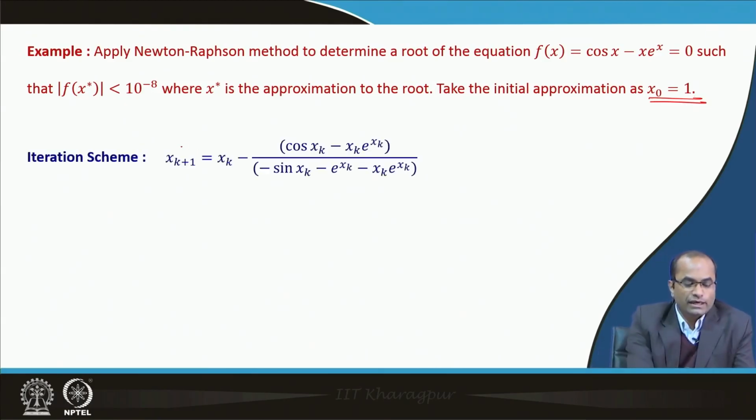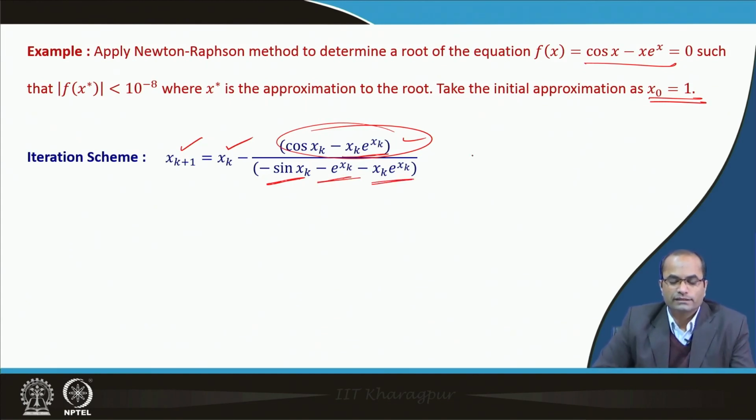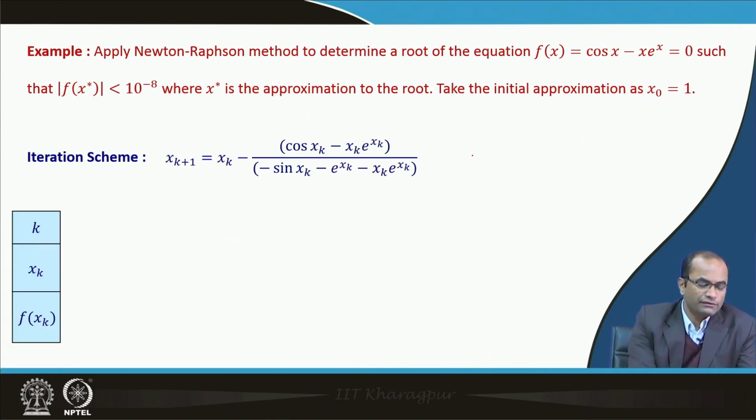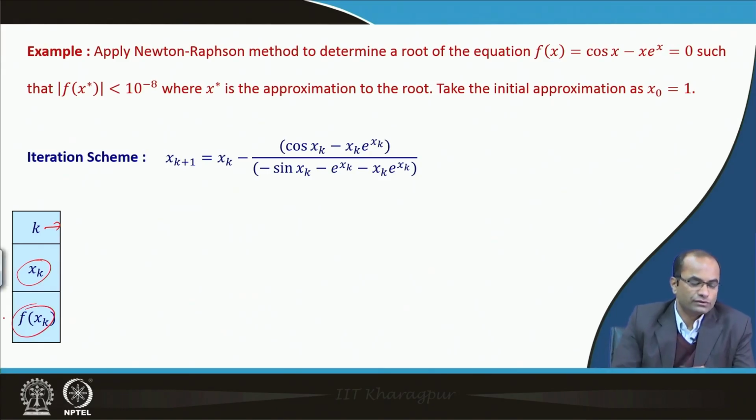So, the iteration scheme: x_{k+1} is equal to x_k minus f(x_k), which is cos x minus x e^x, over its derivative. The cos becomes minus sin, and then the product rule gives e^{x_k} and also x_k e^{x_k}. So this is the general scheme of the Newton-Raphson method, and then we will tabulate k, x_k, and the value f(x_k), which will indicate where to stop exactly.